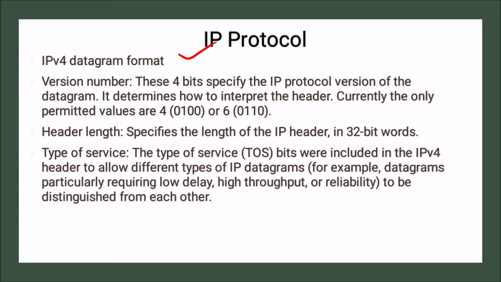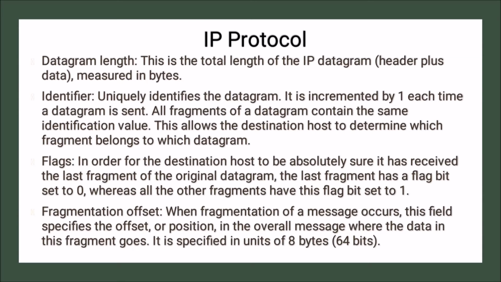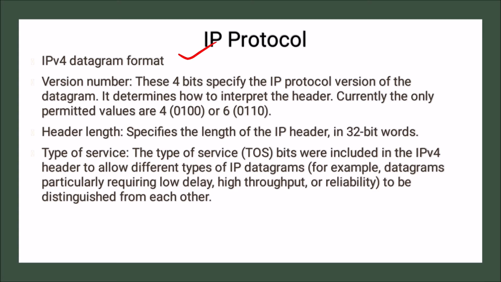So the first field is the version number. This is 4 bits and specifies the IP protocol version of the datagram. It determines how to interpret the header. Currently the only permitted values are 4 or 6, so either it is IPv4 or IPv6.